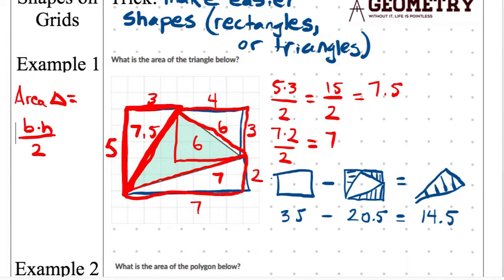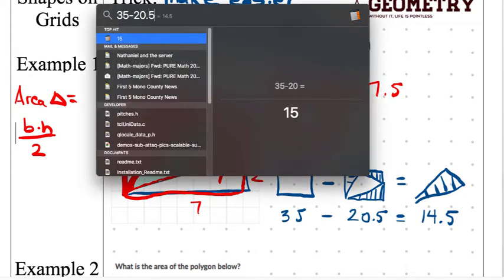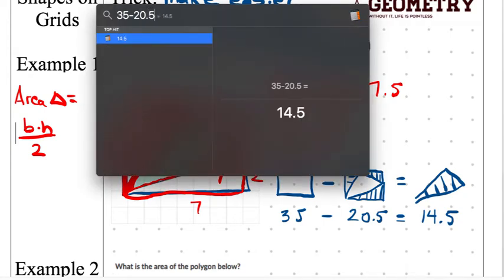All right, so people that had a thumbs down, why is it wrong? Martine. It should go down to 15.5. All right, well, the best way to check is with the calculator, right? 35 minus 20.5 is 14.5. So make sure that for those of us that are getting 15.5 that you're borrowing correctly.